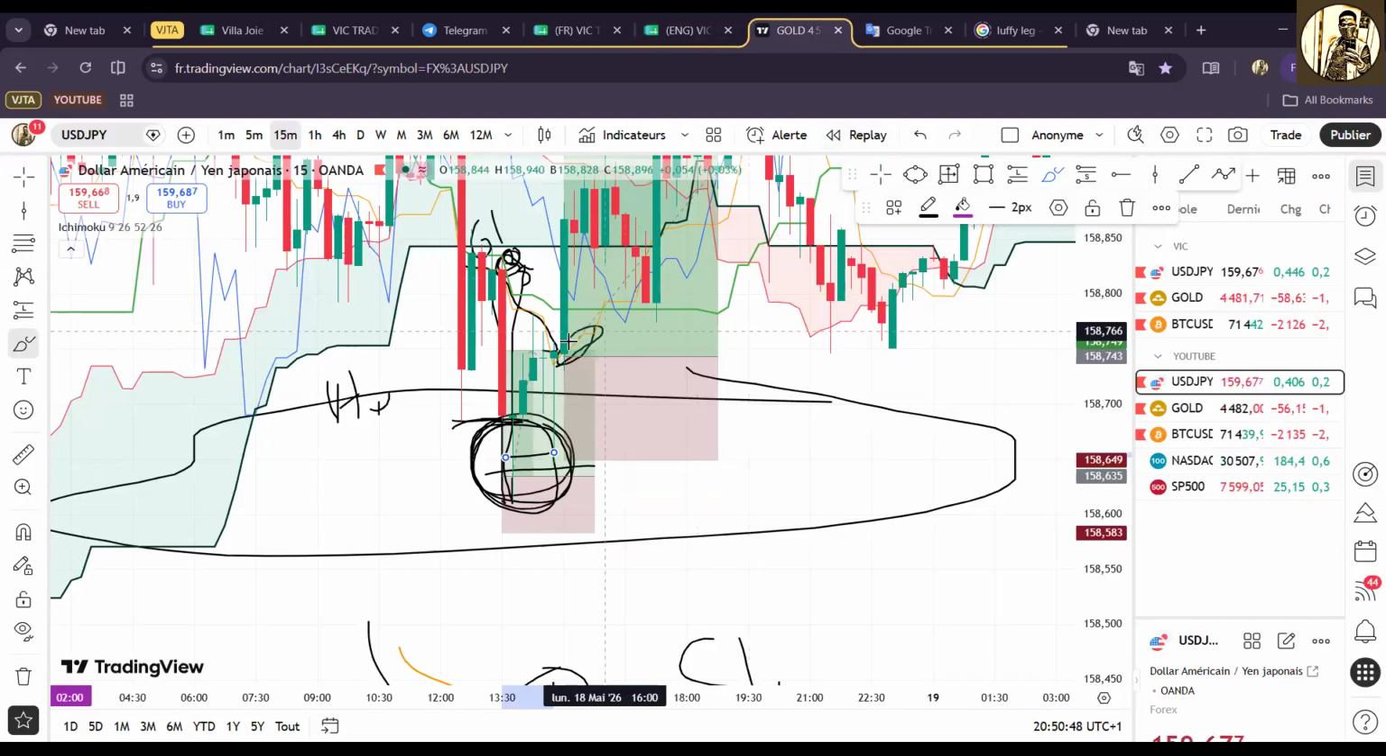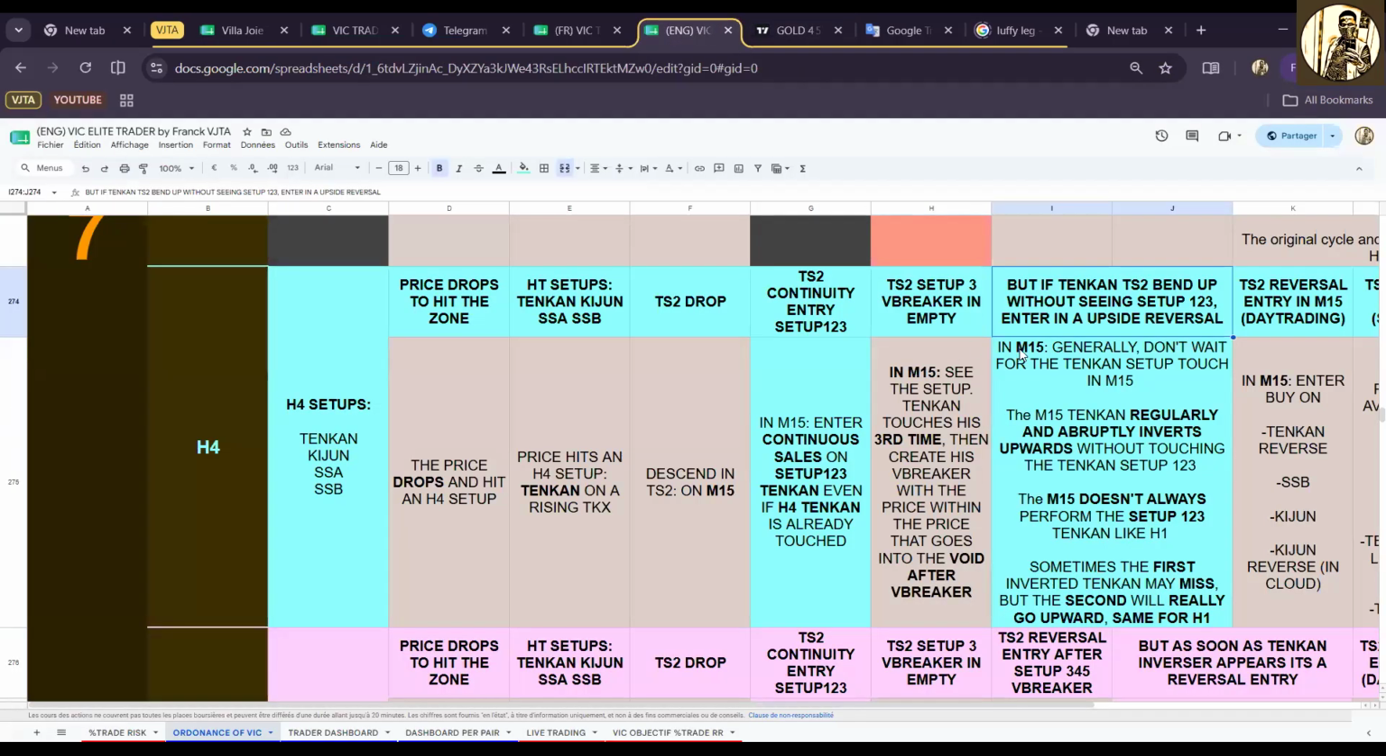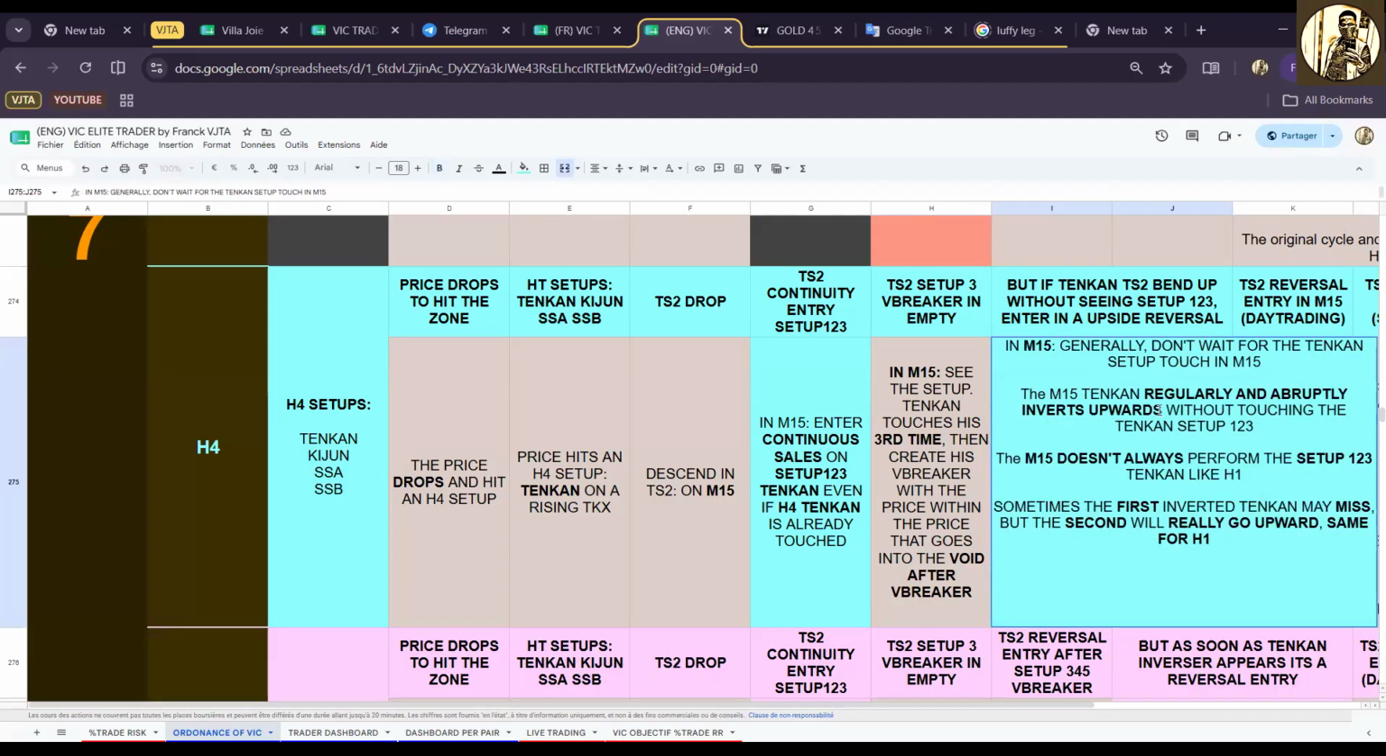That's what I'm saying here. When Tenkan in 15 minutes starts bending to the upside, just start buying. In 15 minutes, generally don't wait for the Tenkan setup to be touched 1 or 2 or 3 times, because it's regularly reversed to the upside abruptly, without you seeing any Tenkan 1, 2, 3. All right.